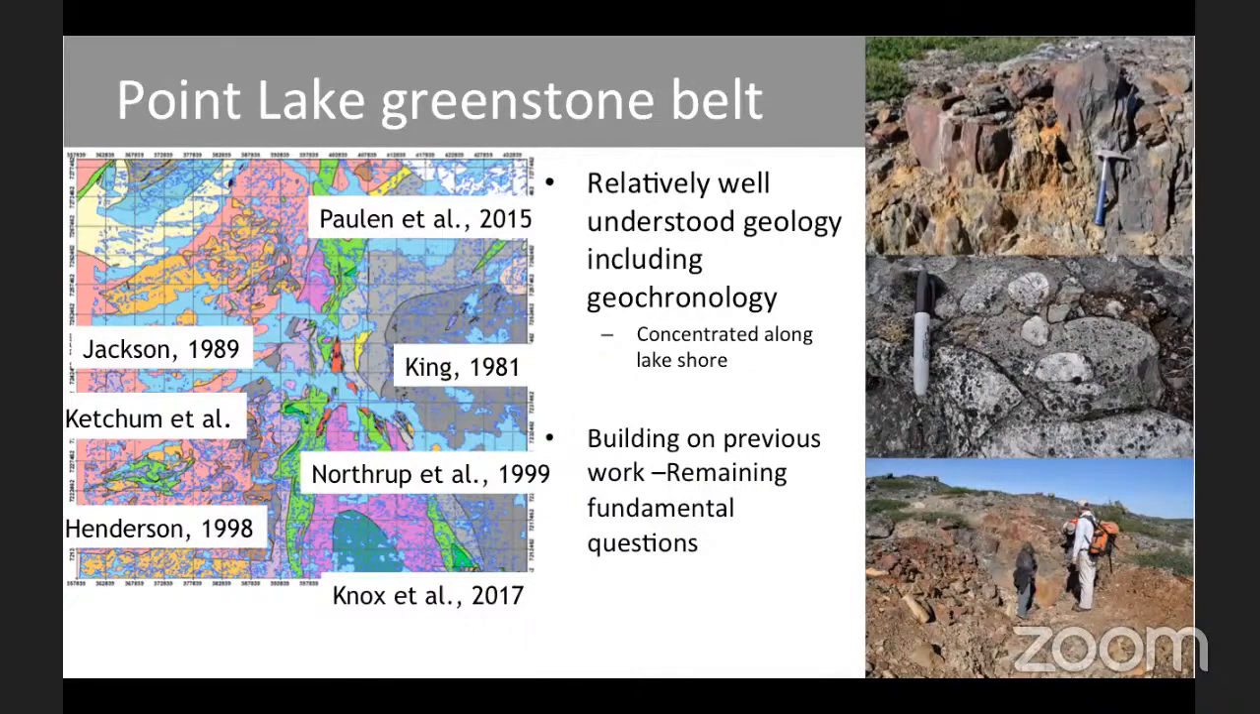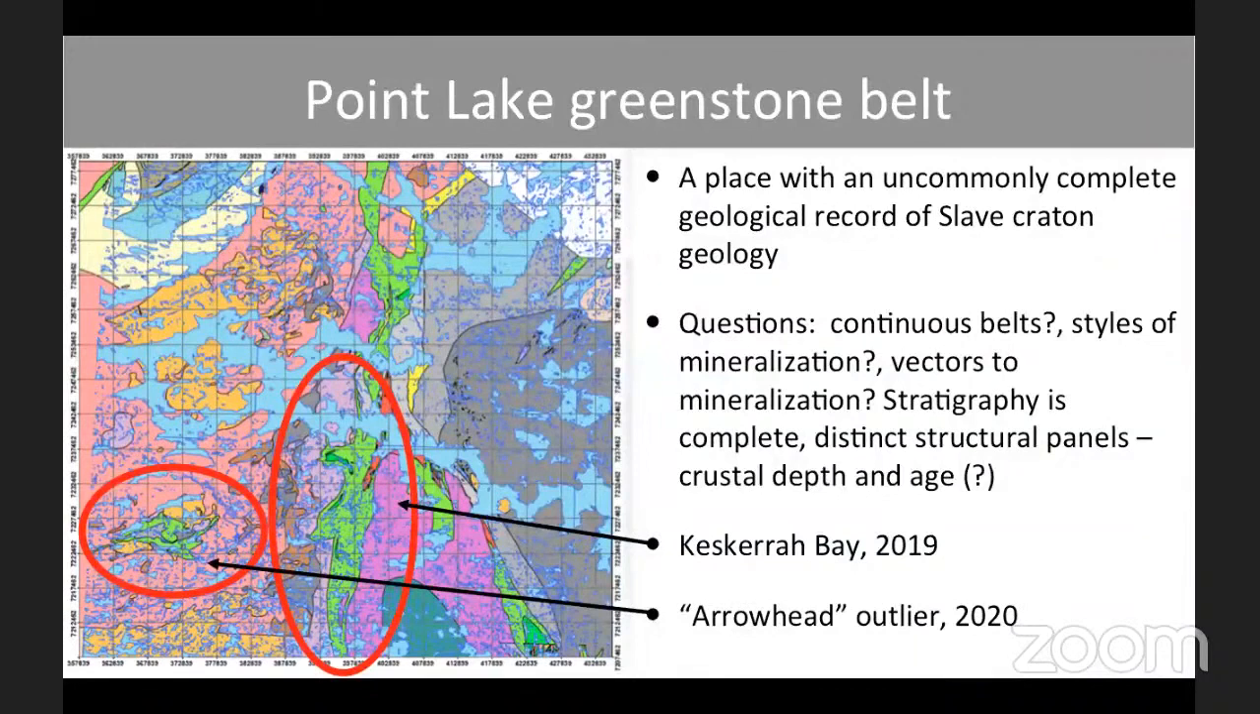So looking at the NWT portions of these greenstone belts, is there a different style of VMS mineralization from what we see farther to the north? And if so, what are these differences? We can look at questions like, do we have a continuous tectonic environment and placement of the greenstone belts along strike? What are the vectors to mineralization within this belt?